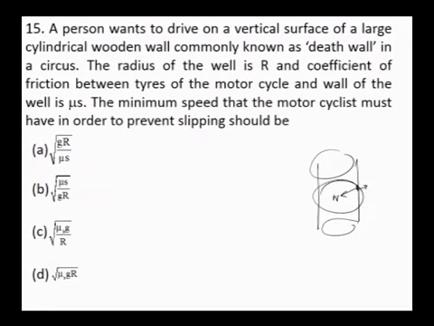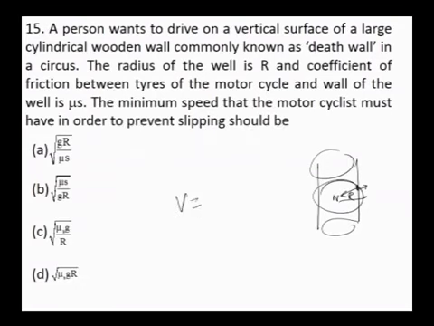So in the circus, the radius of the well is r. So the radius is given, radius of the well r, and the coefficient of friction between the tires of the motorcycle and the wall of the well is mu s. The minimum speed that the motorcyclist must have in order to prevent slipping. So it has to go at one particular speed. You can calculate the velocity there.